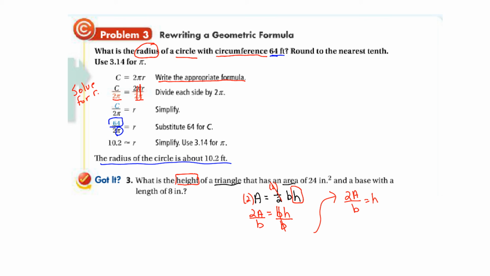So now I can substitute. I know that the area is 24, so I could have 2 times 24 divided by my base of 8, and that's going to give me my height. If I figure that out, I've got 2 times 24, which is 48, divided by 8, and 48 divided by 8 is 6. So therefore the height of my triangle is 6.